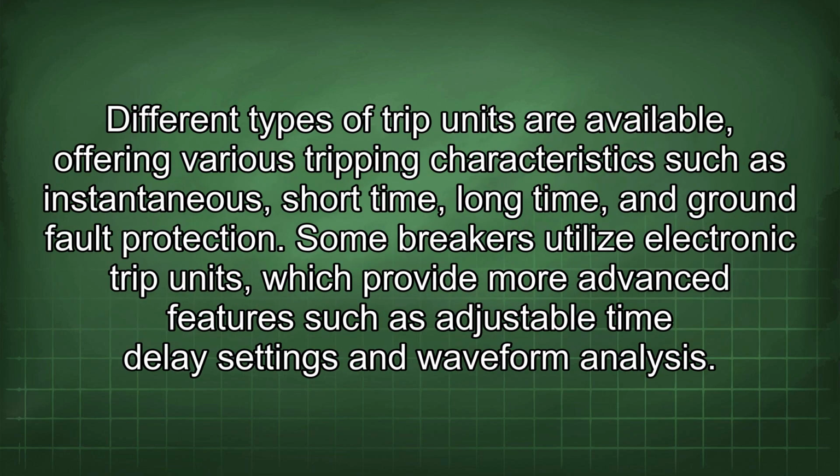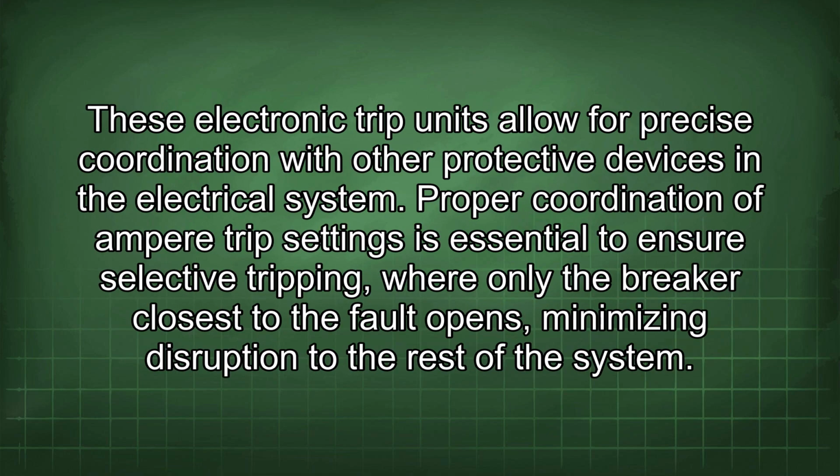Different types of trip units are available, offering various tripping characteristics such as instantaneous, short time, long time, and ground fault protection. Some breakers utilize electronic trip units, which provide more advanced features such as adjustable time delay settings and waveform analysis. These electronic trip units allow for precise coordination with other protective devices in the electrical system.